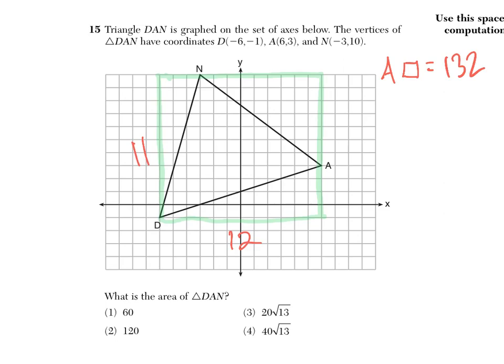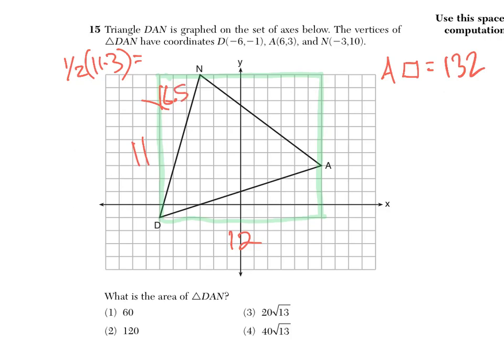Now we need to figure out the area of these triangles. We'll start with this individual triangle right here. We know the area is 1/2 base times height, or base times height divided by 2. So it's going to be 1/2 times 11 times, it looks like, 3 across. That gives us 33 halves, which is 16.5.